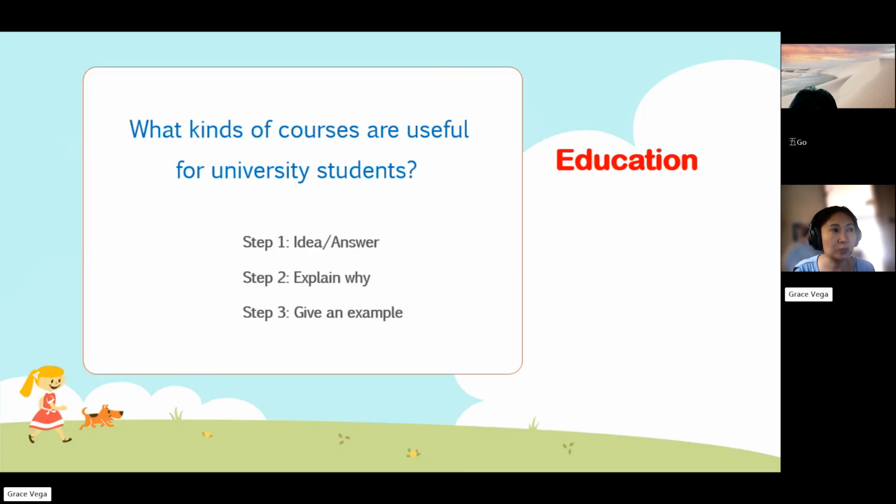Okay, let's try one more question. This is about education. So we already had the family topic, and now we'll go to the topic of education. For the education, we have the first question. What kinds of courses do you think are useful for university students?